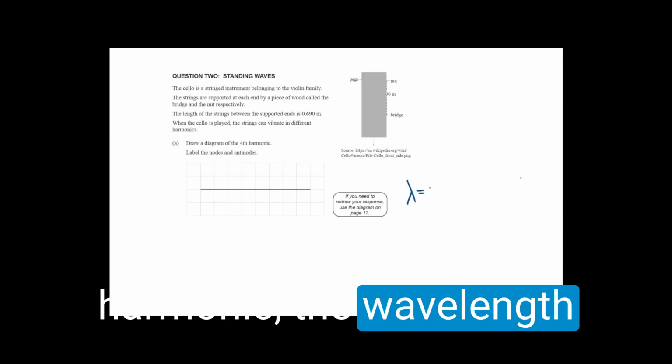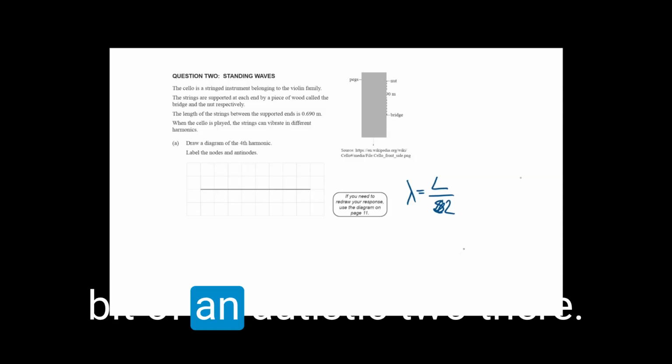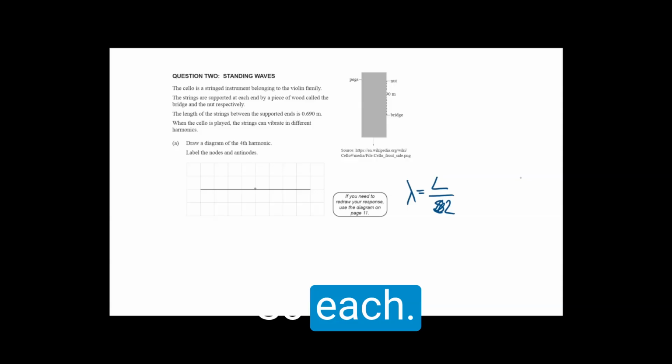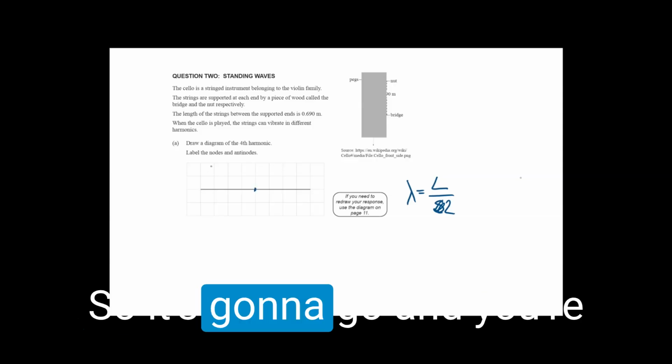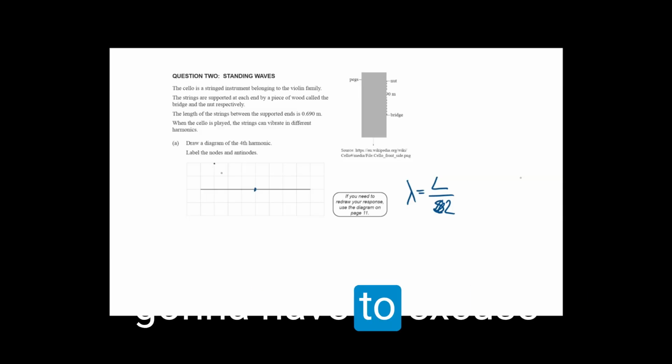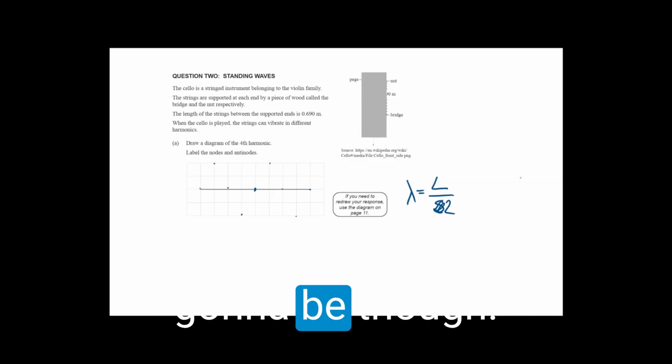So if it's the fourth harmonic, the wavelength is going to be the length of the string divided by 2. There are 1, 2, 3, 4, 5, 6, 7, 8 squares across. So each square is going to cycle twice. You're going to have to excuse my terrible art skills. Okay, so that's where it's going to be.